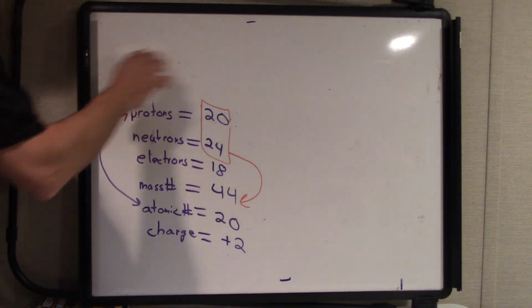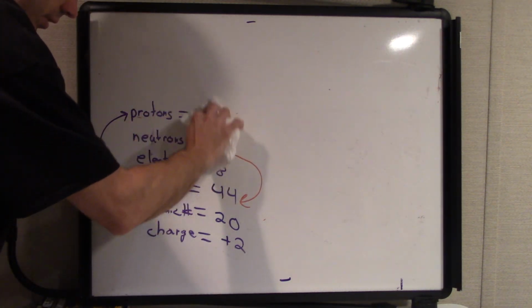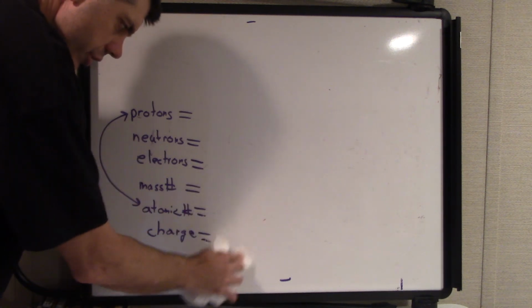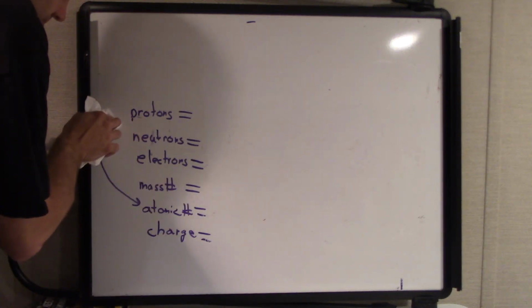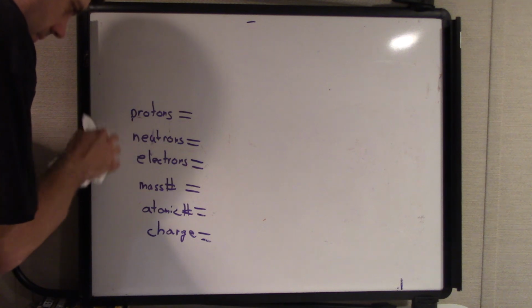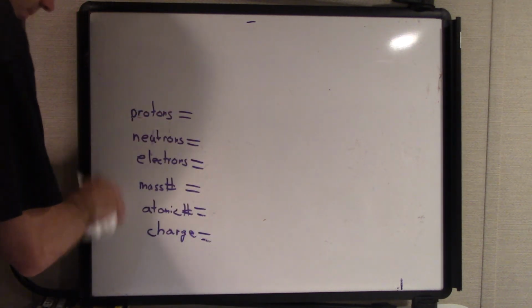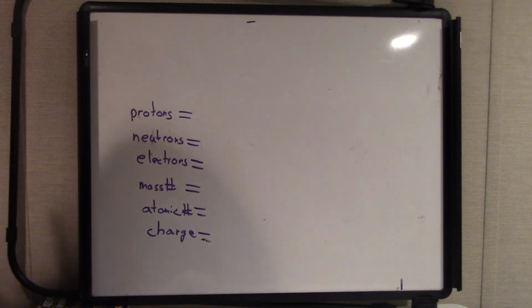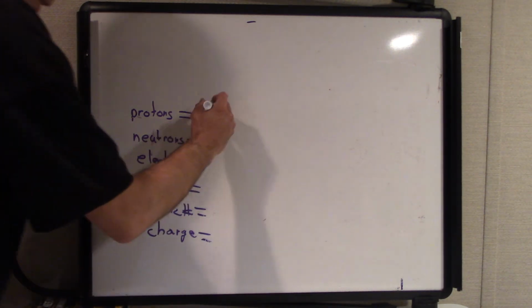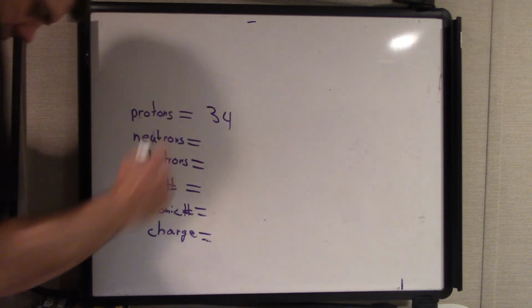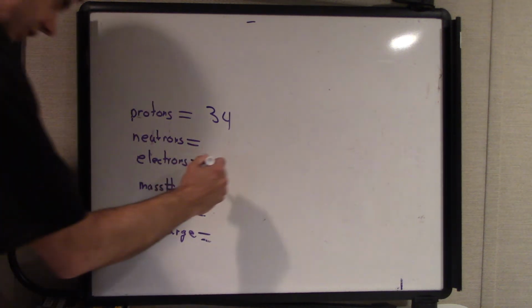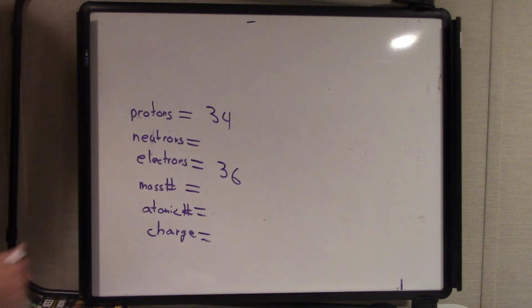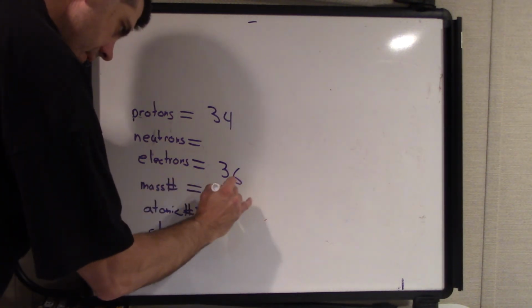So I'm going to erase part of what we have here to write out our new problem. So our new problem is going to be, we have 34 protons, 36 electrons, and our mass number is 80.